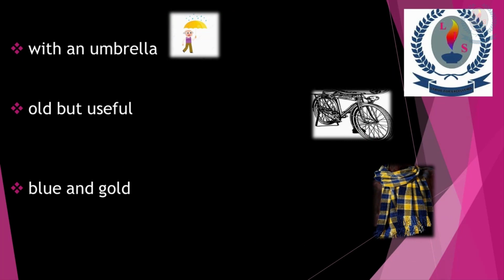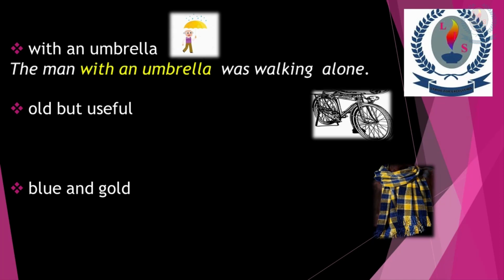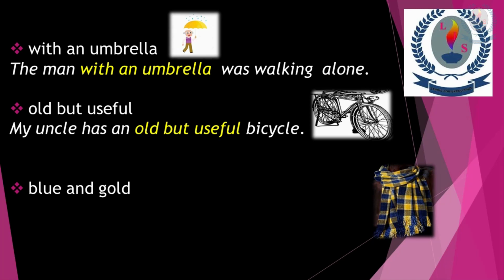Number 4. With an umbrella. Who might be seen with an umbrella? Maybe a man. Here, I have used this adjective phrase to describe a man furthermore. See the example. Number 5. Old but useful. What could be old but useful? Maybe a book. Maybe a bicycle. I have used this adjective phrase to describe a bicycle.